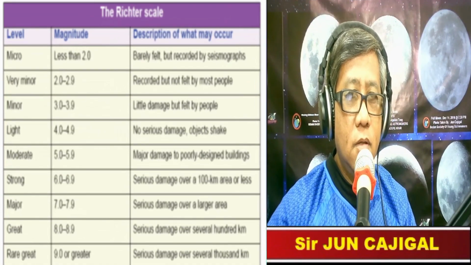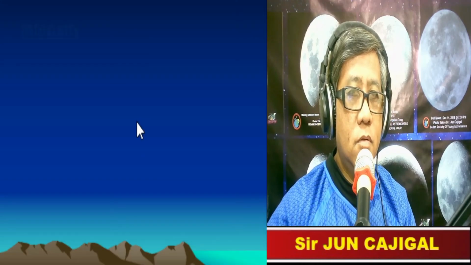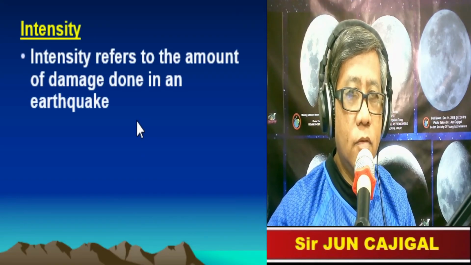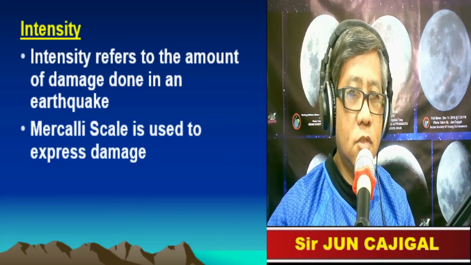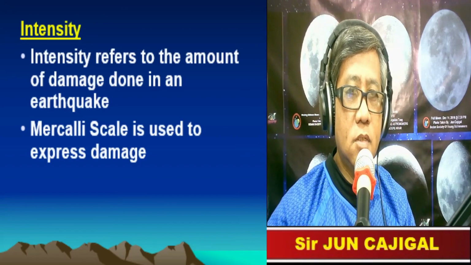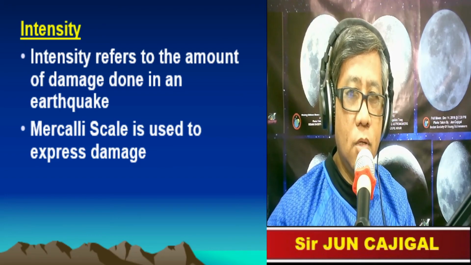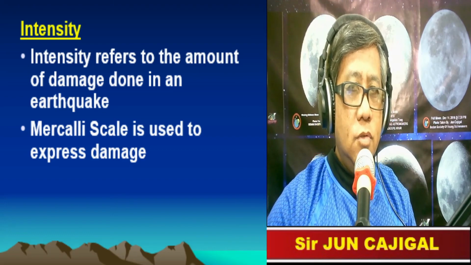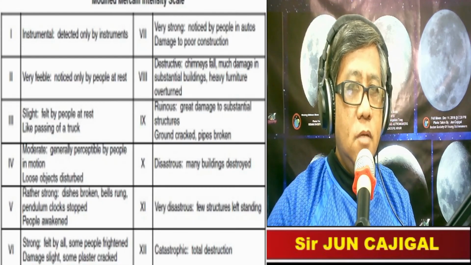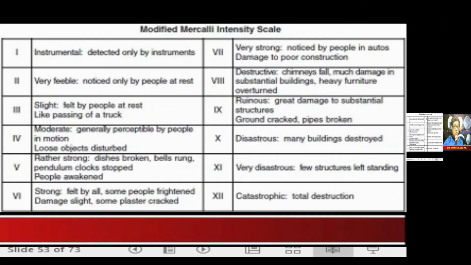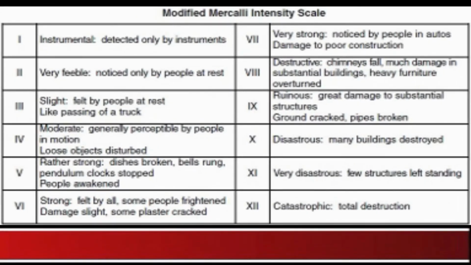Now, what about intensity? So when we speak of intensity, the intensity of an earthquake refers to the amount of damage done in an earthquake. And we usually measure the intensity of an earthquake using a special scale known as the Mercalli scale. The Mercalli scale is used to express damage done by an earthquake. Now, everybody, I want you to zoom in on this table. So this table represents the Mercalli scale in measuring earthquake intensity.